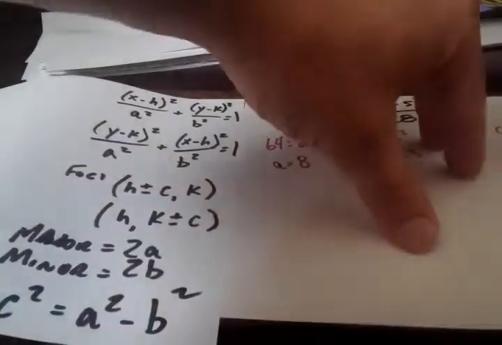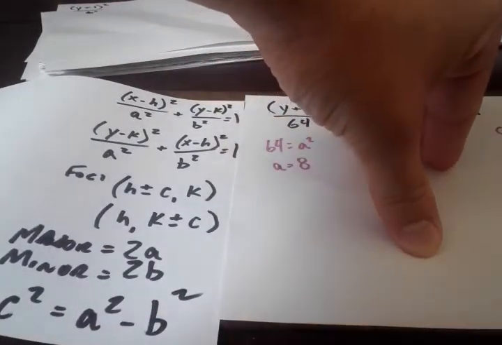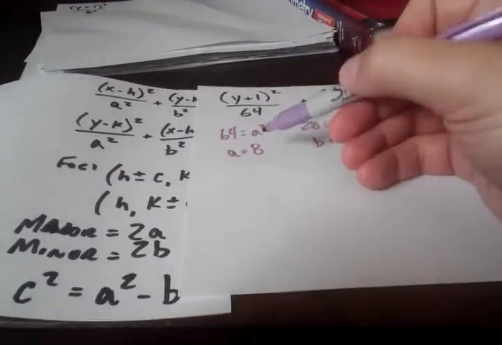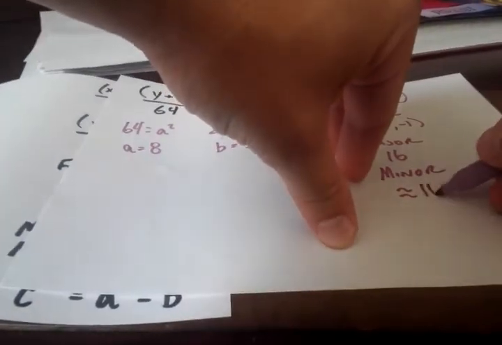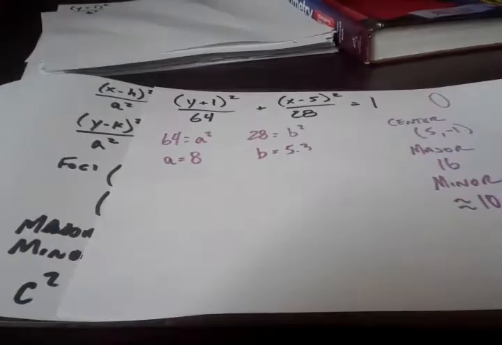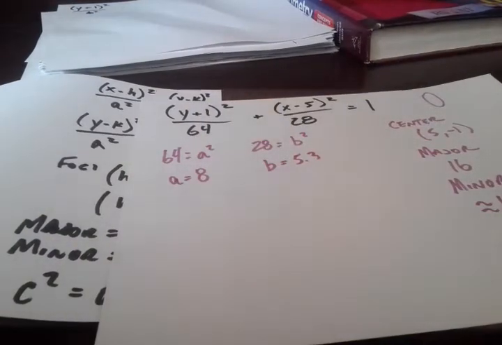Now, the reason that a and b are helpful is they can tell us the major and minor axes. The major axis is 2 times a. So what's 8 times 2? 16. The major axis is 16. So for the minor axis, we will do the same and multiply our 5.3, which is b, times 2. That's about 10.6, give or take. And that answers 2 of our things that they're asking for.